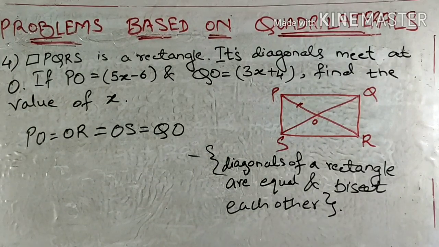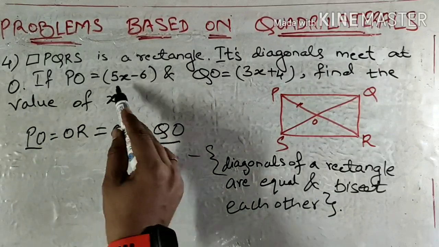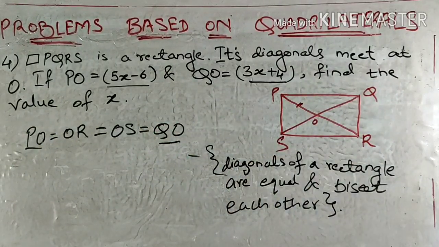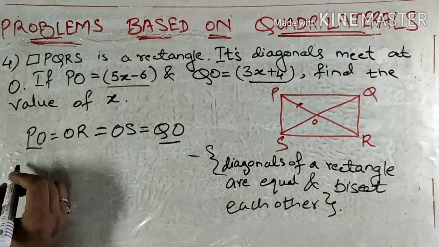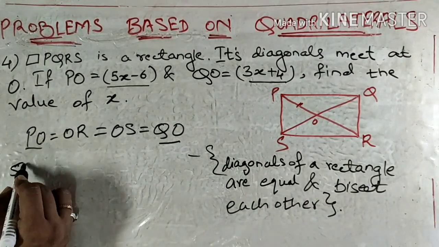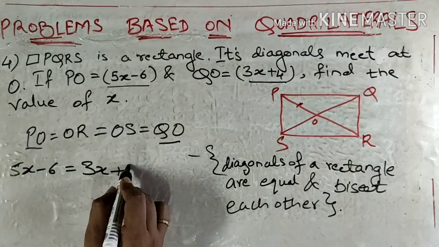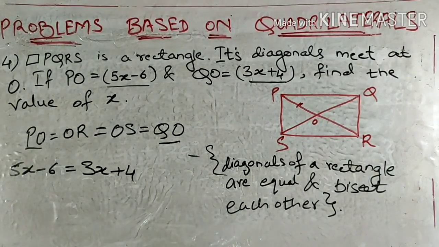Okay. Now, since PO is equal to QO, can I equate this 5x minus 6 and 3x plus 4? Yes. So I'll write 5x minus 6 is equal to 3x plus 4. Now solving this equation in one variable and to find the value of the unknown variable.